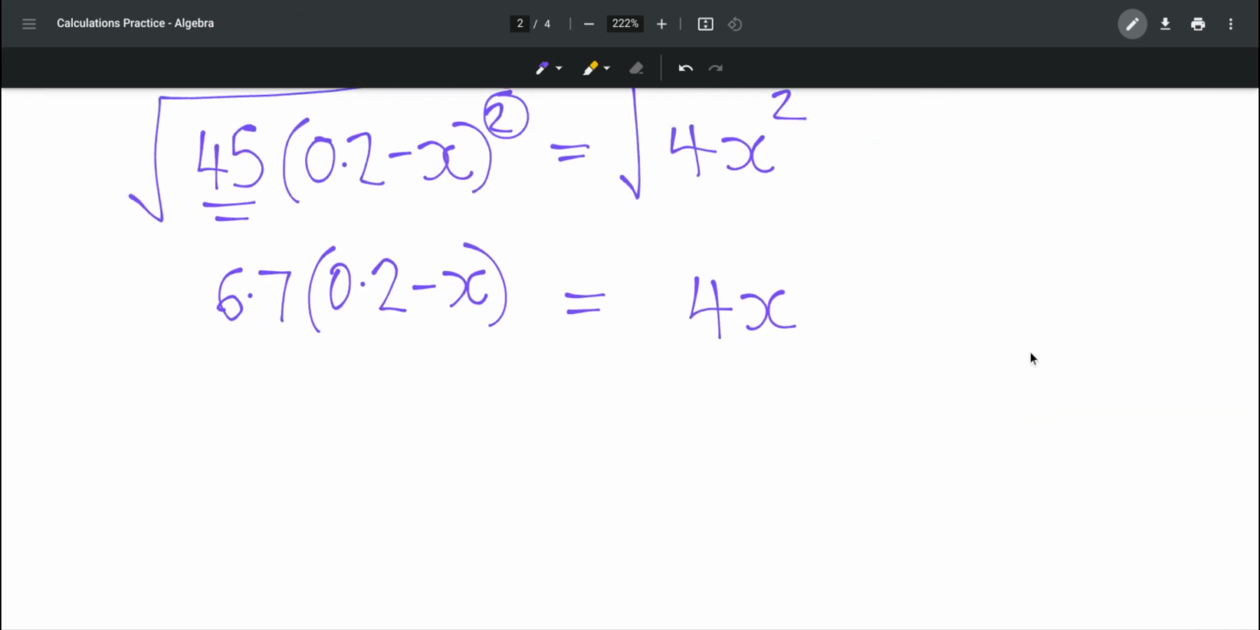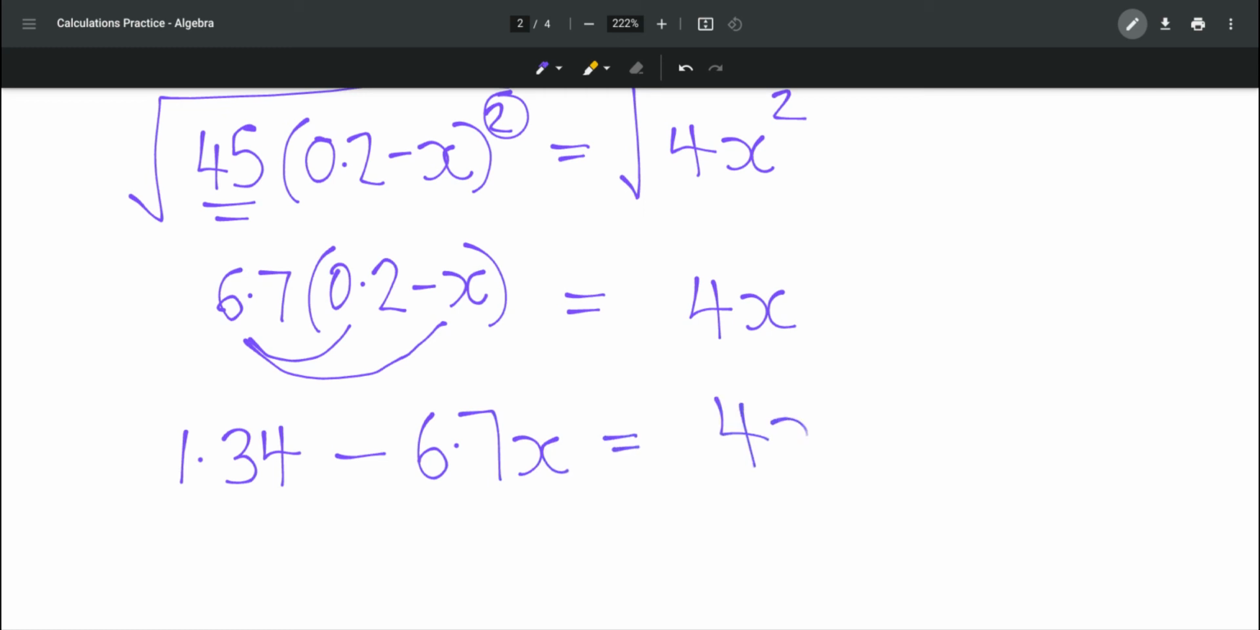Now we can multiply out the brackets, so multiply these two together, multiply these two together. And if you do 6.7 times 0.2, you get 1.34. Then we're going to have take away 6.7x, and that is equal to 4x.